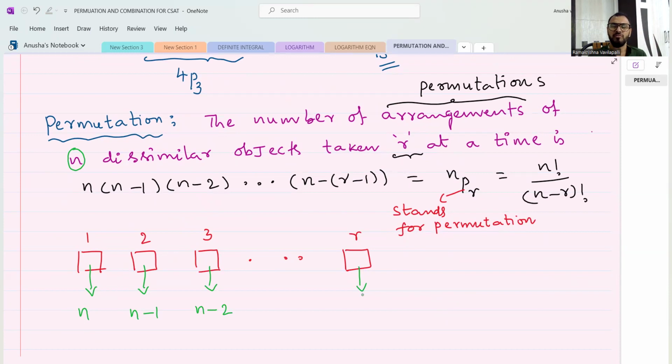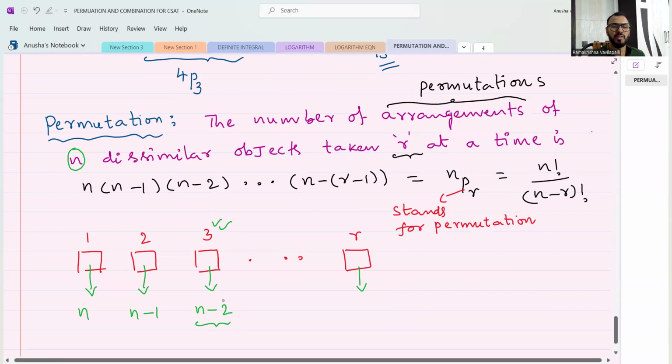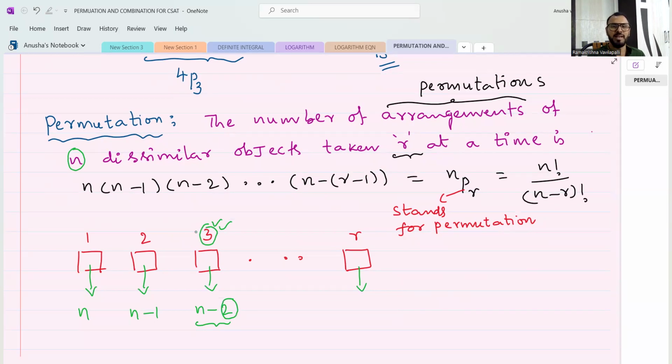how to find what is the last number box, right? How to fill? See, here we have a 3. This is n minus 2. We are subtracting a number from n, 1 less than the box number. So here this is n minus 1 less than the box number. 1 less than box number, right?